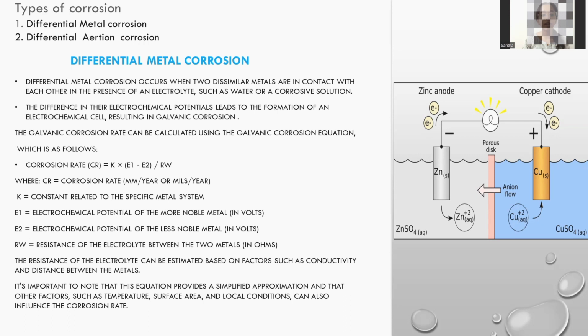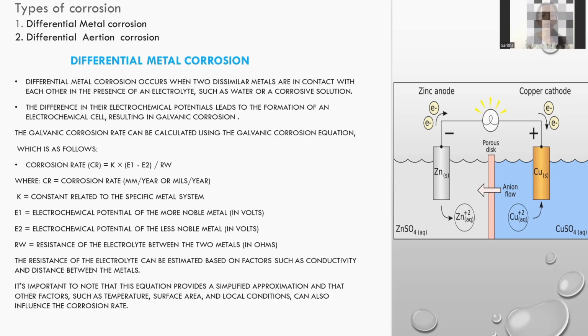The galvanic corrosion rate can be calculated using the galvanic corrosion equation, which is as follows: Cr = K(E1 - E2)/Rw, where Cr represents corrosion rate, K stands for a constant related to the specific metal system, E1 stands for electrochemical potential of the more noble metal, E2 stands for electrochemical potential of the less noble metal, and Rw stands for resistance of the electrolyte between the two metals.